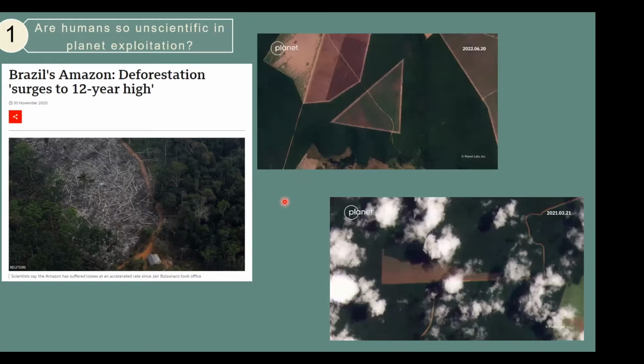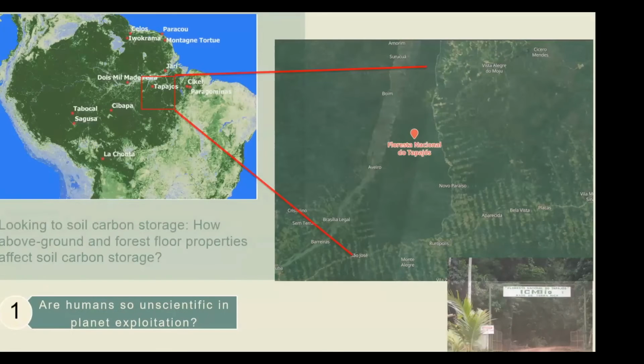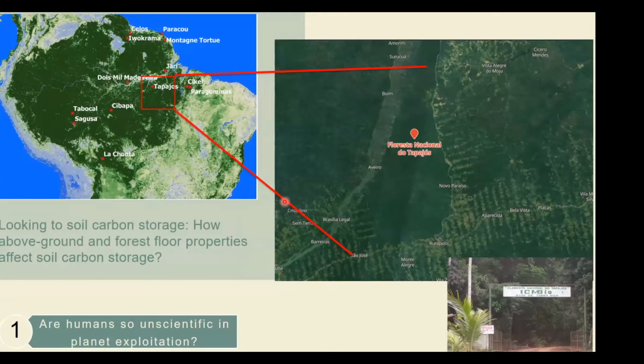So one thing that we started thinking about is how the above ground, I mean the vegetation part of the forest, could interact with the forest soil and affect the carbon storage in the soil. So there are pathways, some relationships inside the forest that could predict the soil carbon. So we started our research here in the east part of the Amazon, in a place called Tapajós, and this is our site of study.